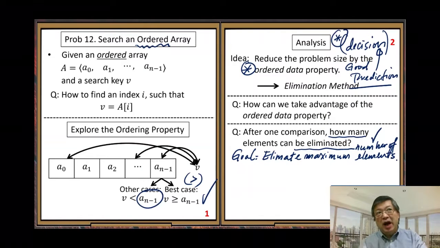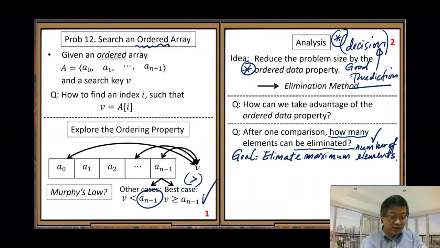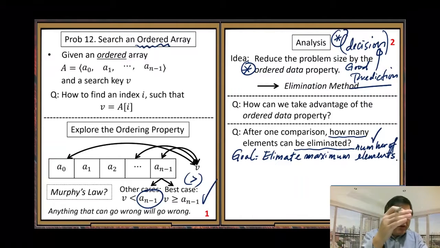Here I want to mention a well-known law. It's called Murphy's Law. I think you heard of it. Just one sentence to describe it: anything that can go wrong will go wrong. All right, I do not need to explain Murphy's Law, because there is a thick book about it. So here, I just want to use this.